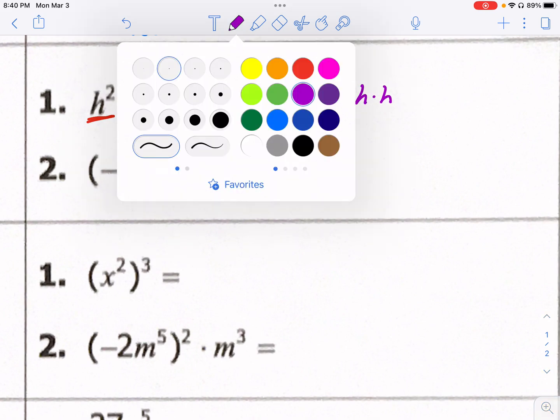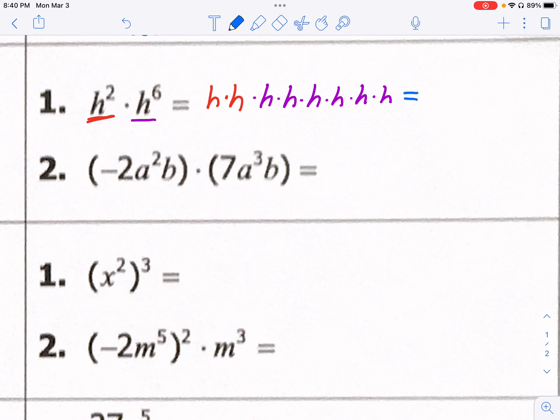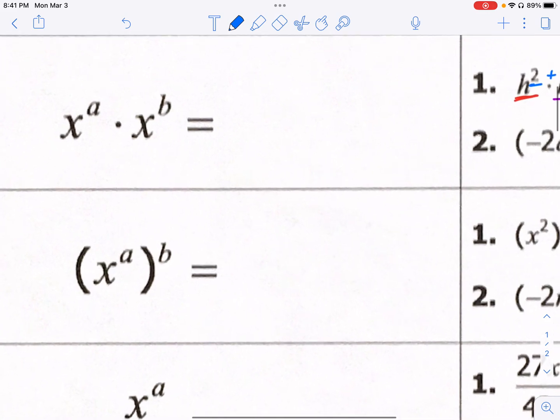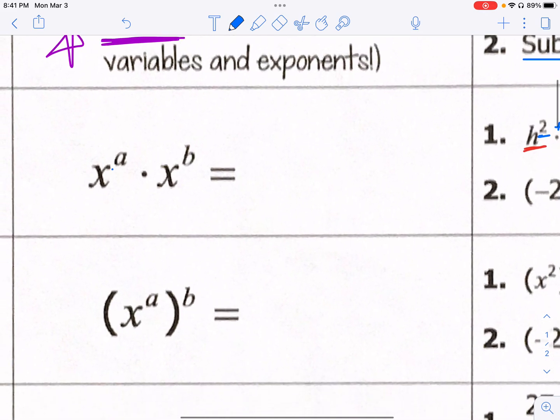Now, obviously, we do not want to do this every single time. Again, notice we're multiplying all these guys, so we can essentially combine these, and we're going to have a total of 8 h's. So instead of doing that, notice 2 and 6, what I could do is just add those two numbers, and I could get 8. And that is the product rule. So again, that's a long way to go about it. All you're doing is adding our exponents. So in this case, it'd be x to the a plus b.